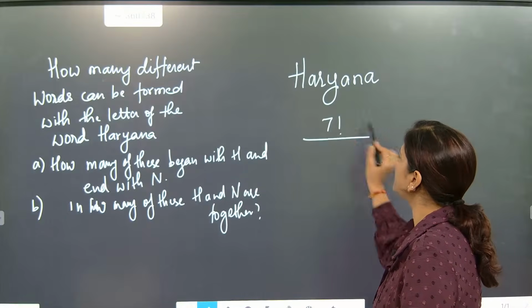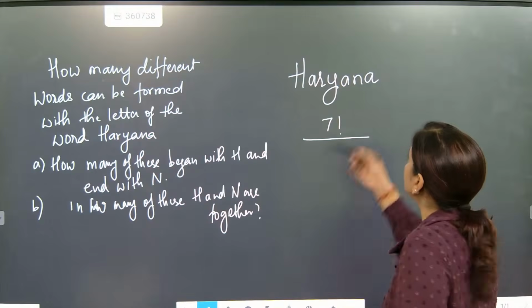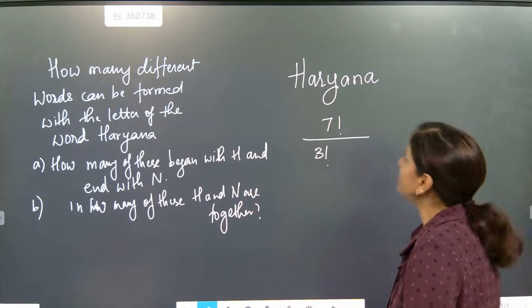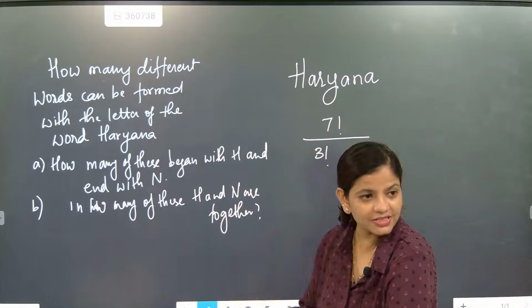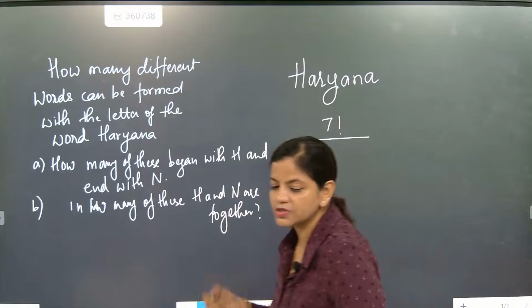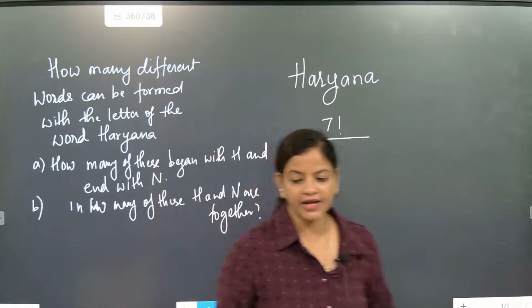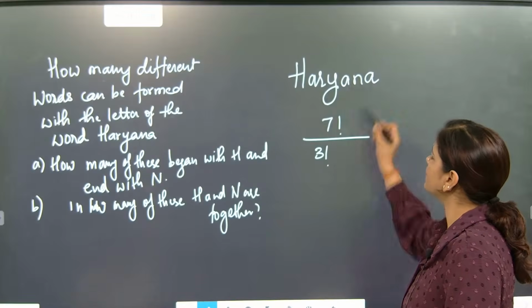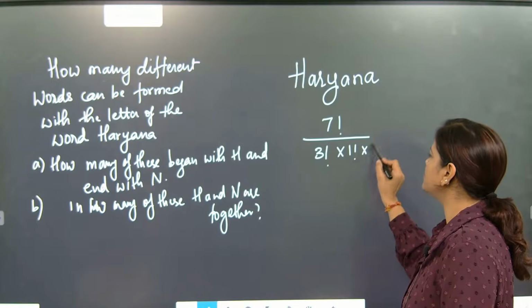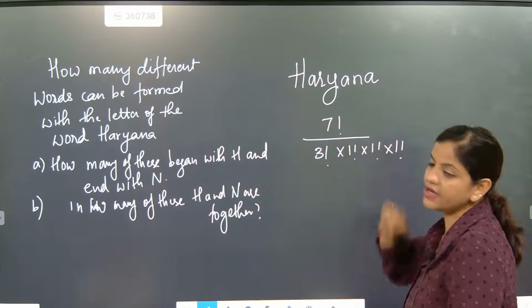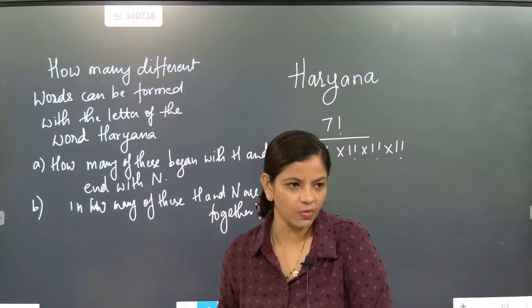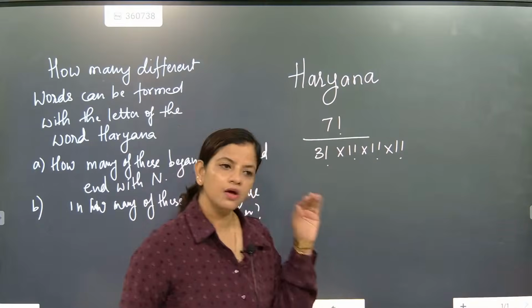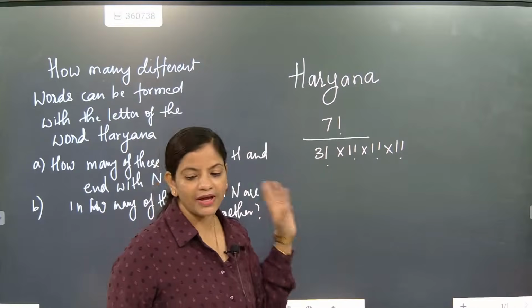7 factorial, right? H is coming 1 time, so 1 factorial. A is coming 1, 2, 3 times, so 3 factorial. R is coming 1 time, so 1 factorial. Y is coming 1 time, so 1 factorial. N is coming 1 time, so 1 factorial. So all the others are only 1 factorial. So this is 7 factorial by 3 factorial.